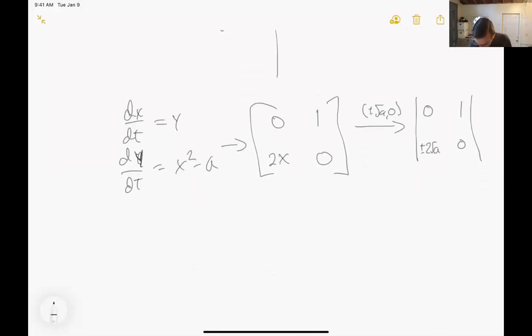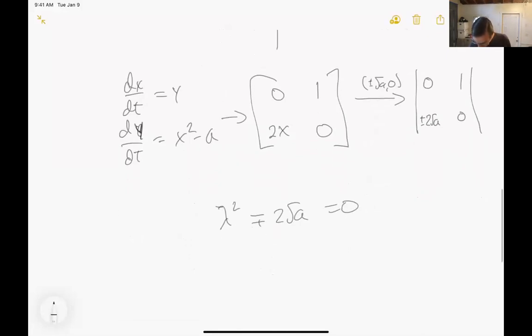The characteristic polynomial: if I put a minus lambda where the zeros are and take the determinant, we get lambda squared minus plus or minus, so when you subtract plus or minus, you get minus or plus 2 root a equals 0. So lambda squared equals plus or minus 2 root a. So lambda equals, oh boy, the square root of plus or minus 2 root a.